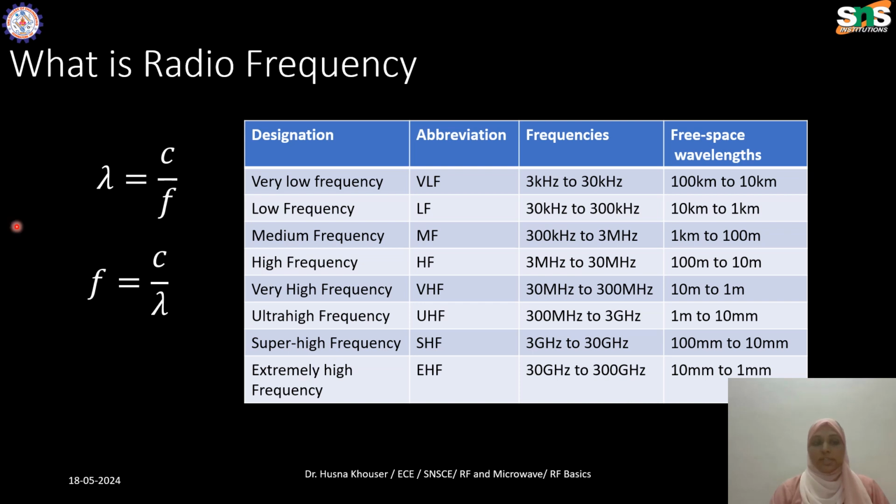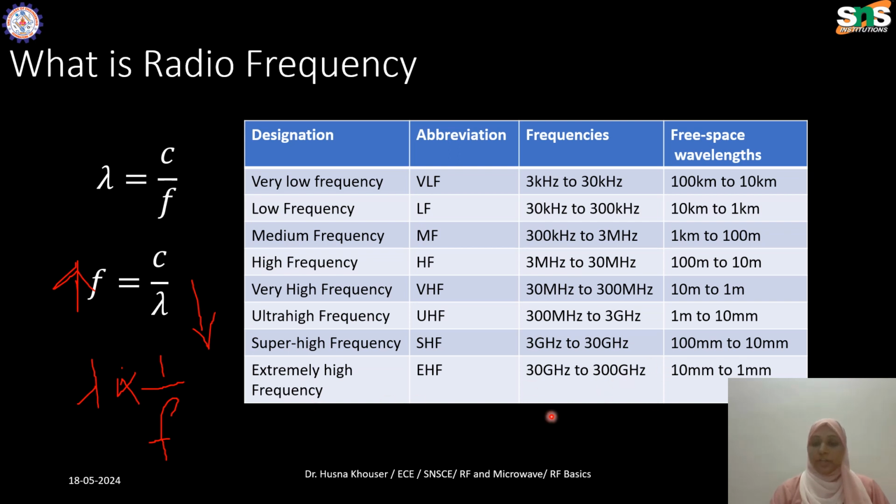Now let us see what about the wavelength. Wavelength is nothing but the speed of light divided by the frequency of oscillation, that is, lambda is proportional to 1 by f. When the frequency is low, the wavelength is high. When the frequency is high, the wavelength is low. That is, when the frequency increases, the wavelength gets reduced.